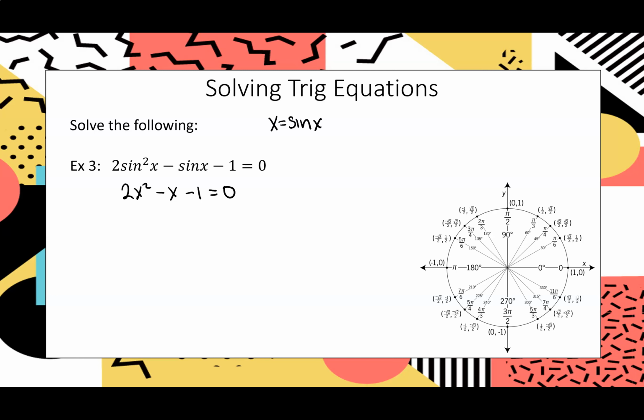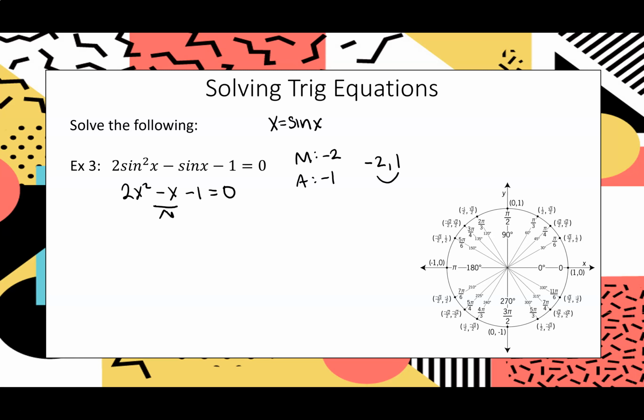So here, we're trying to multiply to 2 times negative 1, which is negative 2. And we're trying to add to the middle term. In this case, that's going to be a negative 1. So we're trying to add to negative 1. Think of two numbers that works for. I believe it's negative 2 and 1. They both multiply to negative 2, but they add to negative 1. So we're good to go there.